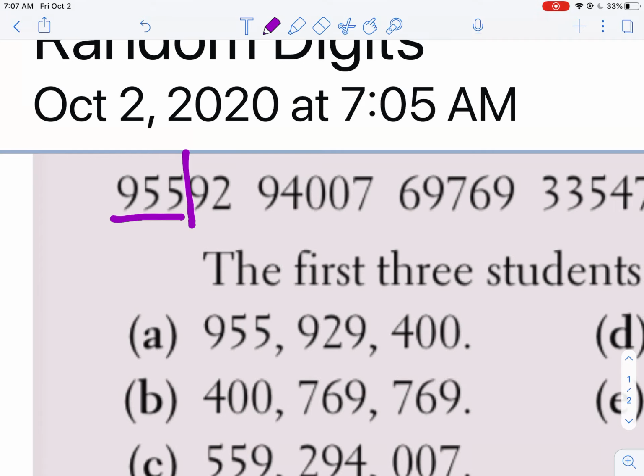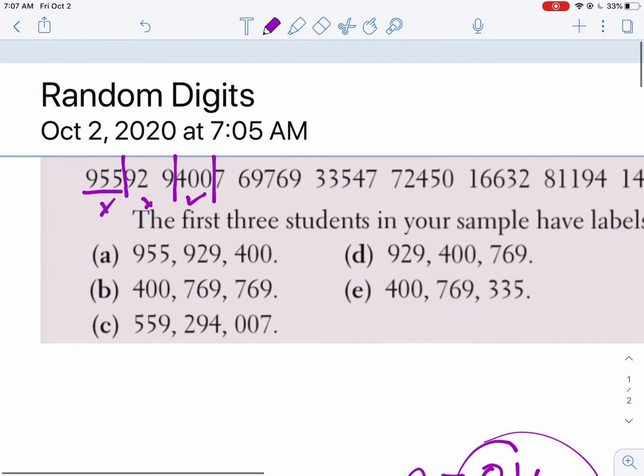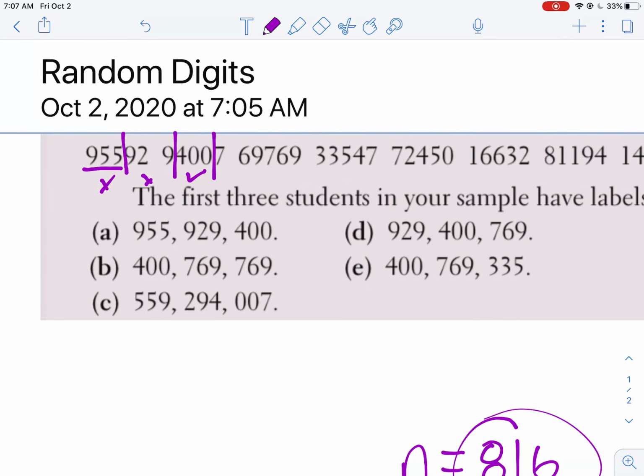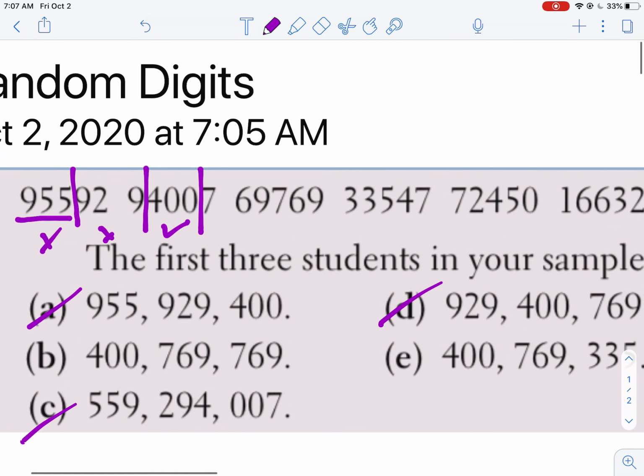That does not correspond to anyone in your set, so we're not going to worry about that. Next 3 numbers, 929. Doesn't correspond with anyone in your population, not going to use it. However, 400, that comes up. So if you're looking at your choices here, that already narrows your choices down to B and E. So you're going to keep going.